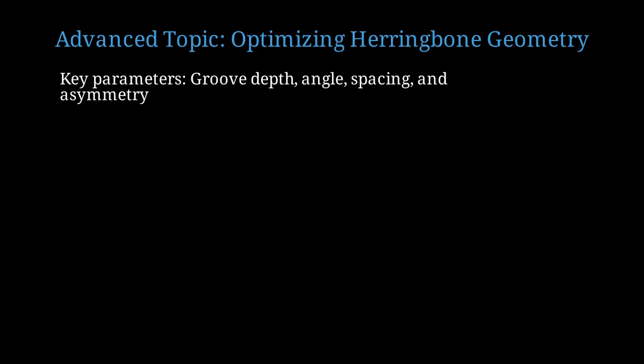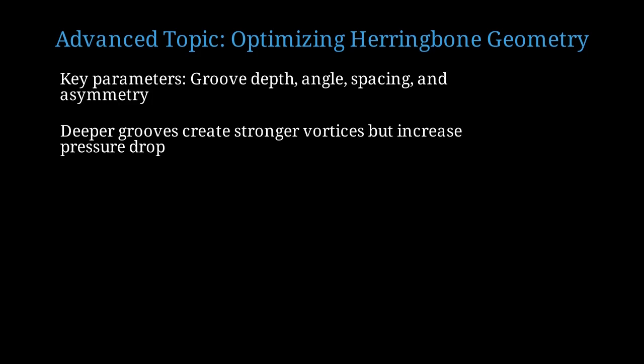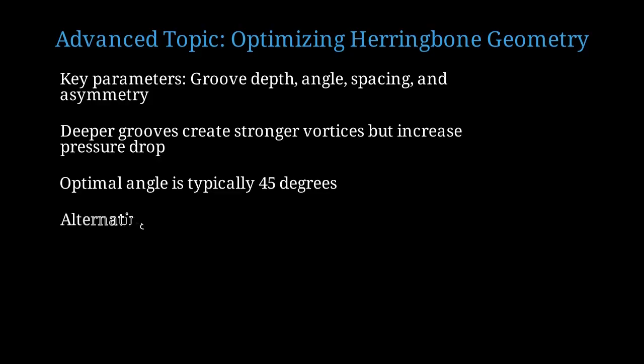Researchers have extensively studied how to optimize herringbone mixer geometry. The groove depth, angle relative to flow, spacing between grooves, and degree of asymmetry all affect mixing efficiency. Deeper grooves generate stronger secondary flows and better mixing, but they also create more flow resistance. Studies show the optimal herringbone angle is typically around 45 degrees relative to the flow direction. This balances vortex strength and path length. Alternating the herringbone direction, left-angled, then right-angled, creates even more complex flow patterns and improves mixing further.